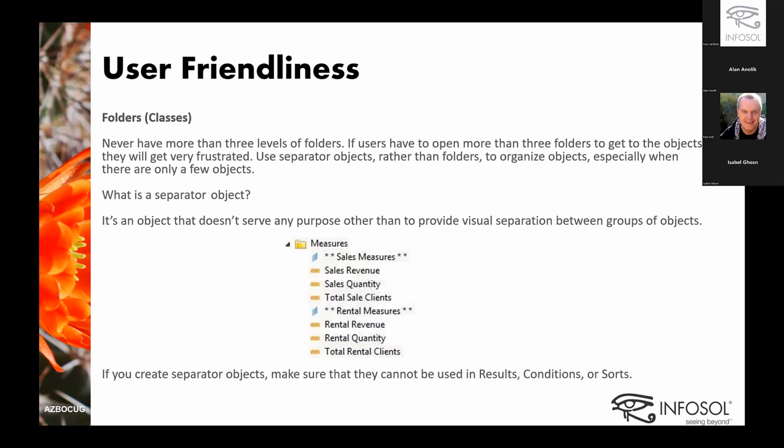And then this is best practices about classes. I don't like to use more than 3 levels of folders. I find after 3 levels, it gets really overwhelming for an end user and they kind of get lost navigating the different folders. So a couple ways you could change that: one, you could use subfolders, or two, you could do a separator object.